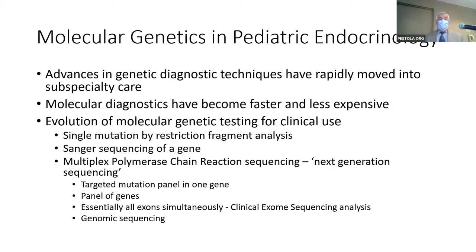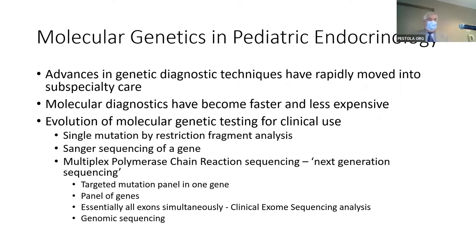So how about molecular genetics in pediatric endocrinology? What we've learned has moved very rapidly from specialty labs to subspecialty care. It's not standard of care yet in the common pediatrician or GP's office. Tests have gotten faster, they've gotten less expensive. Just a few years ago, a clinical exome sequencing was $26,000. Now it's $2,600.